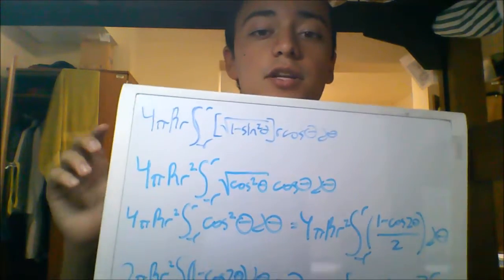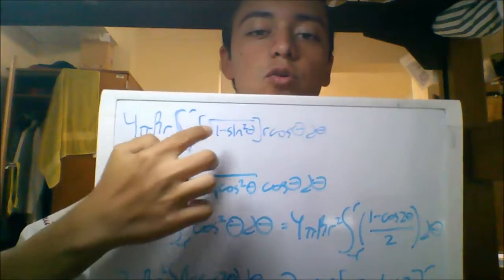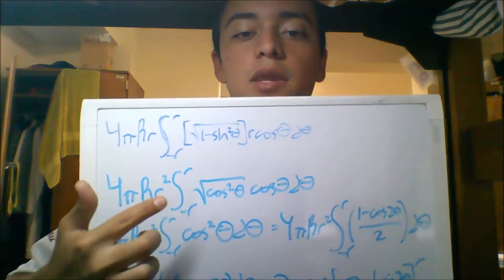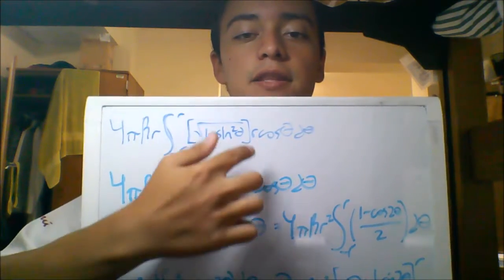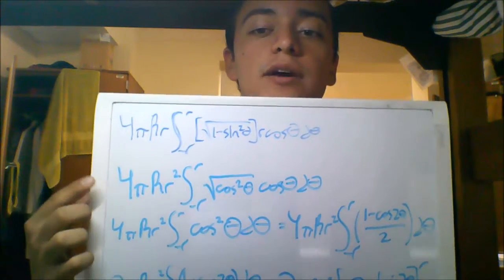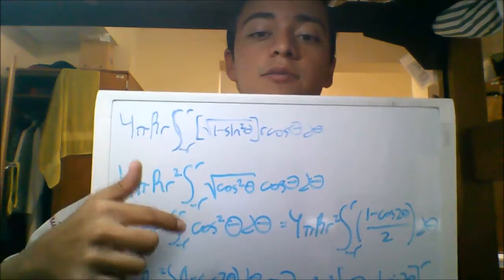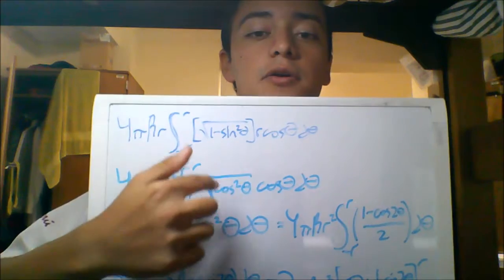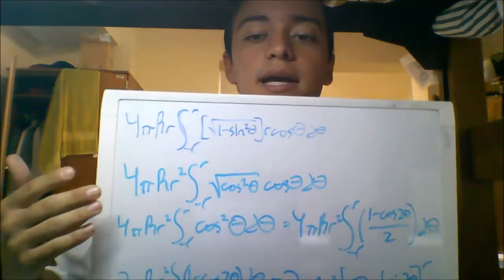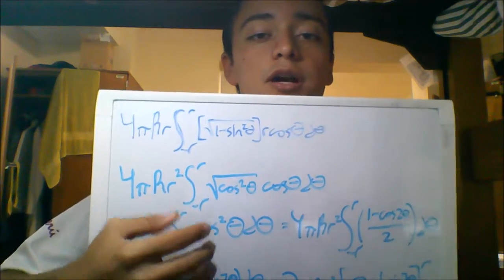As we continue to integrate this, we can shorten everything. 1 minus sine squared theta is equal to cosine squared theta. And the r from here is a constant, so that can also move in front of the integral. Now we're going to have 4 pi r, our outer radius r, times inner radius r squared, times the integral from negative r to r of the radical of cosine squared, which will become cosine, times cosine. So we end up with the integral having cosine squared.